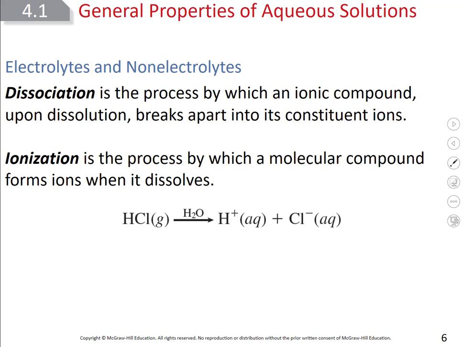Hydrochloric acid, which is an acid. So ionization happens with acids, and molecular bases can ionize. And so this is the second way we can get electrolytes. We can get electrolytes by ionic compounds dissolving in water, or we can get them from acids and bases dissolving in water. And these are the two different ways that we can get electrolytes.